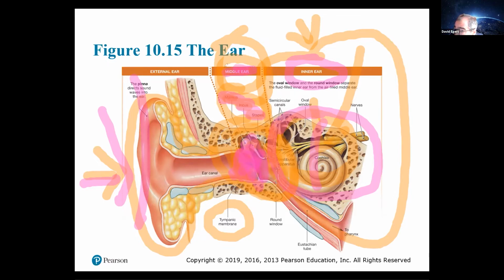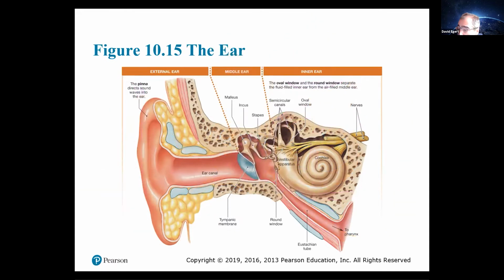Other things about the middle ear. Again, middle ear. If we have really loud sounds and we want to help protect the delicate inner ear from damage from too much vibration, you have little muscles that can tighten up and reduce the motion of these little ear bones, these little ossicles. Collectively, we call them the ossicles.